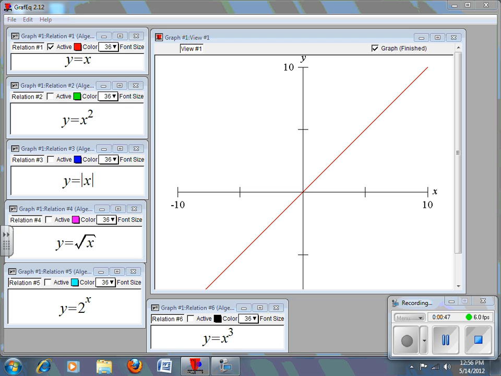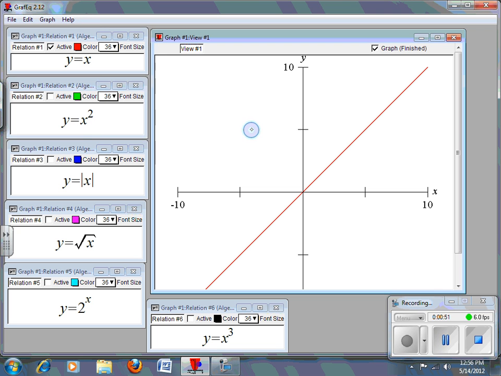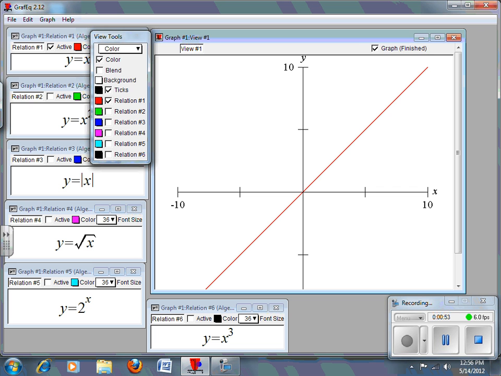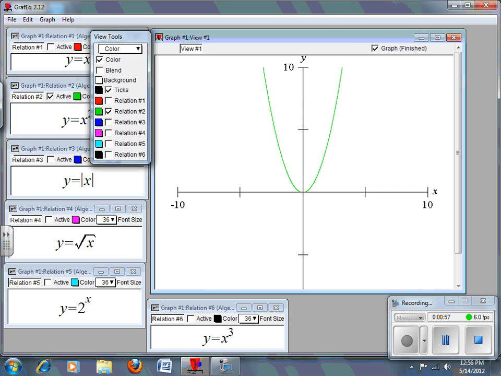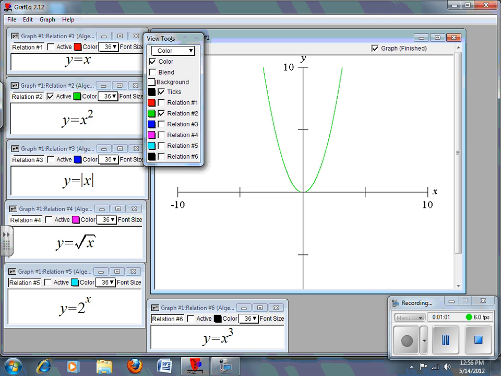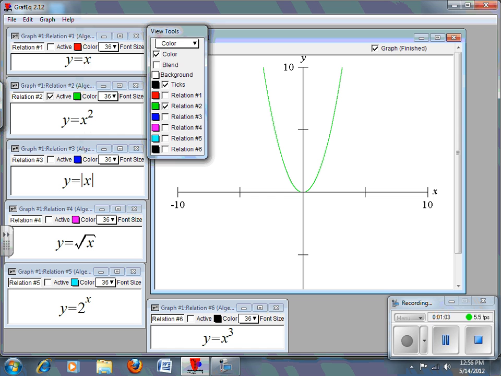Next function, y equals x squared. We can now graph this function. There it is in green. This is a parabola, also called a quadratic. Notice again that it goes through the origin (0, 0). Also notice that y equals x squared is always positive. Any x value we plug in will give us a positive output.